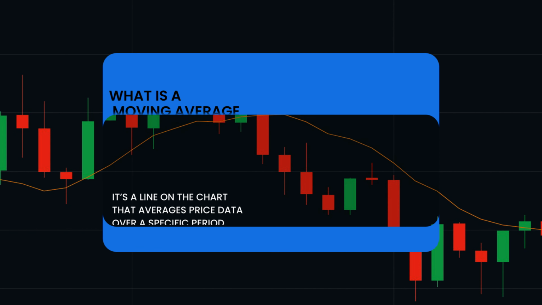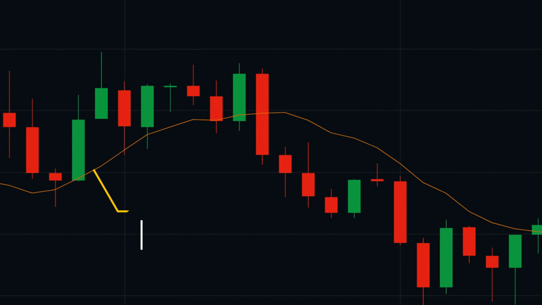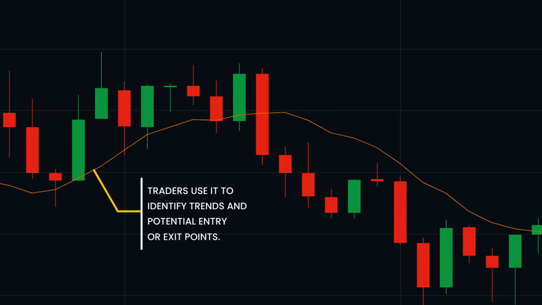What is a moving average? It's a line on the chart that averages price data over a specific period, helping filter out market noise. Traders use it to identify trends and potential entry or exit points.